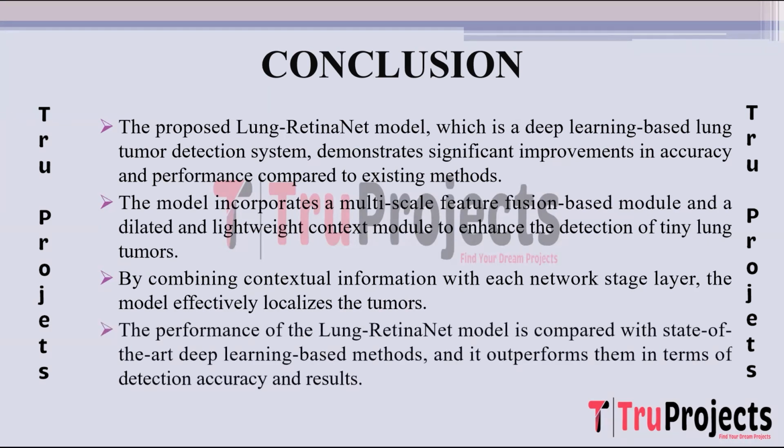The Lung RetinaNet model's performance is rigorously compared with other contemporary deep learning based approaches, possibly including architectures like VGG, ResNet, or other specialized models developed for lung cancer detection. In these comparisons, the Lung RetinaNet model demonstrates superior detection accuracy and more promising results in identifying lung tumors, thereby establishing its superiority over existing state-of-the-art methods.